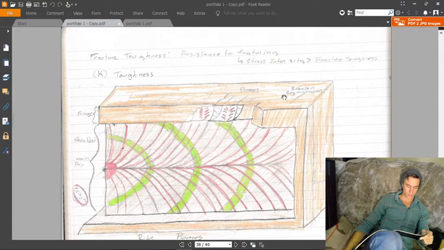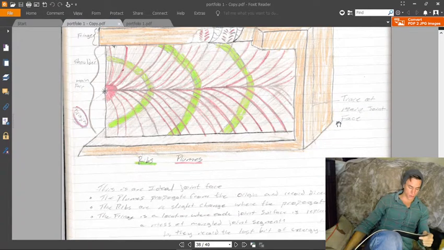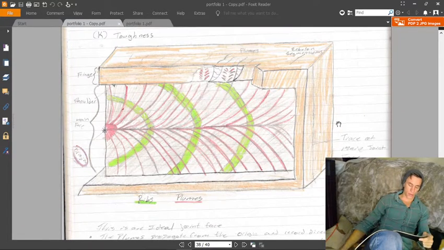But yeah, so like I said, this is an ideal joint face. The plumes propagate from the origin. The ribs are a slight change where the propagation is halted, and the fringe is located at the edge.